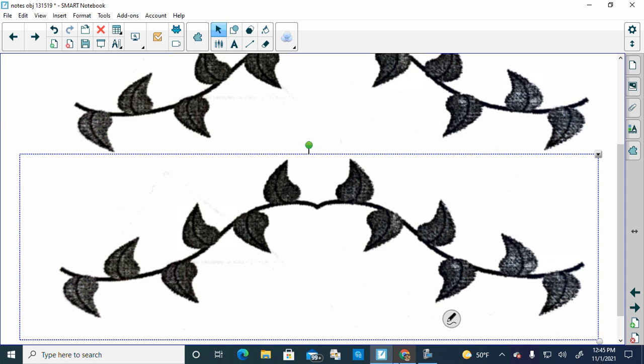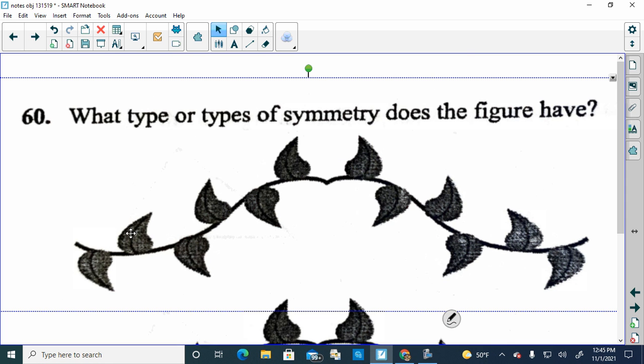Reflectional symmetry would mean that you could actually draw a line someplace. And if you can draw a line of reflection someplace and fold it on that line, could it match up? Yes. Okay, so this one actually has reflectional symmetry. So on 60, that's usually right. Because it asks you what type of symmetry.